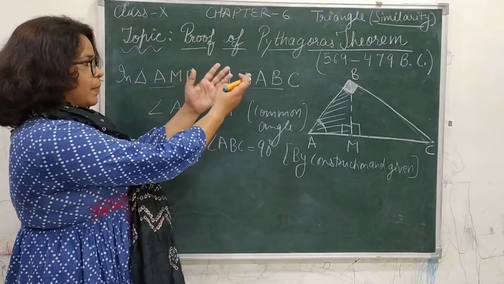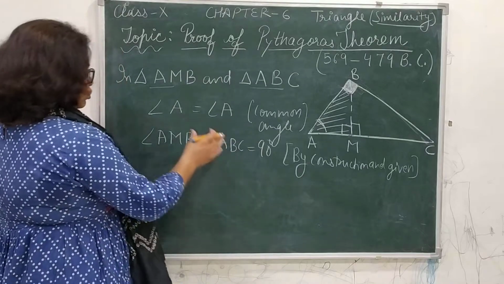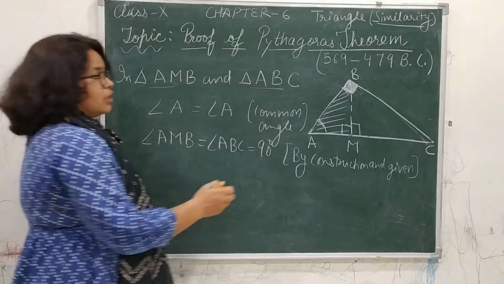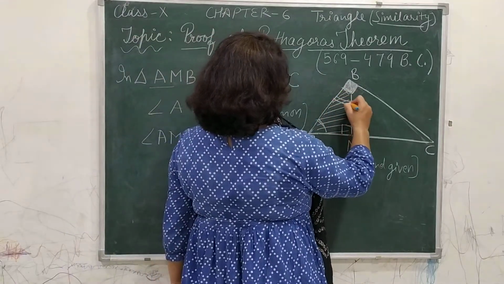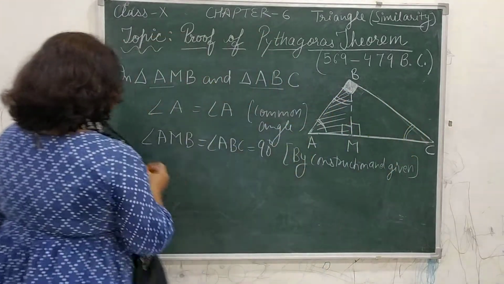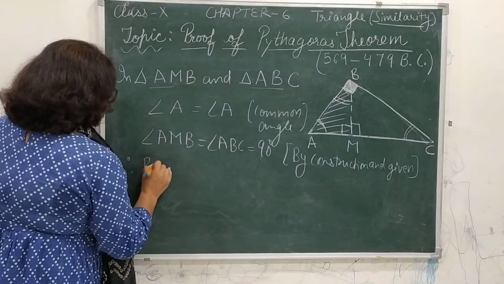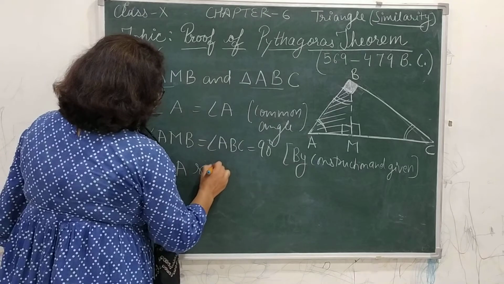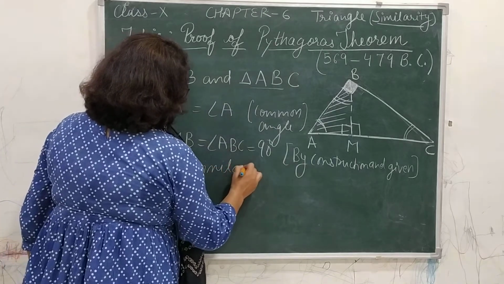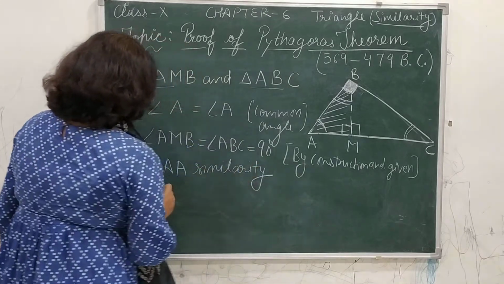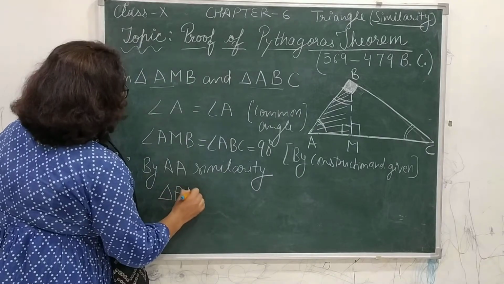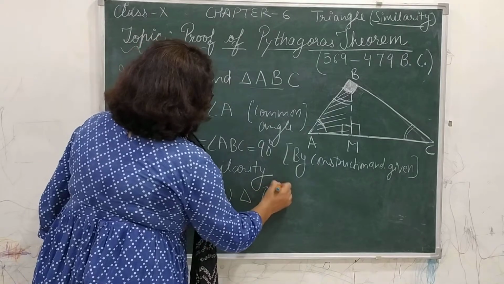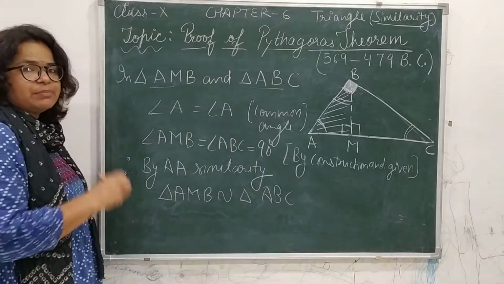Pythagoras theorem is about a right angle triangle. So when two angles of two triangles are equal, obviously the third angles will also be equal. So this angle is equal to angle C. Now therefore by angle corollary of similarity, angle similarity, we can write directly these two triangles, triangle AMB and triangle ABC are similar.